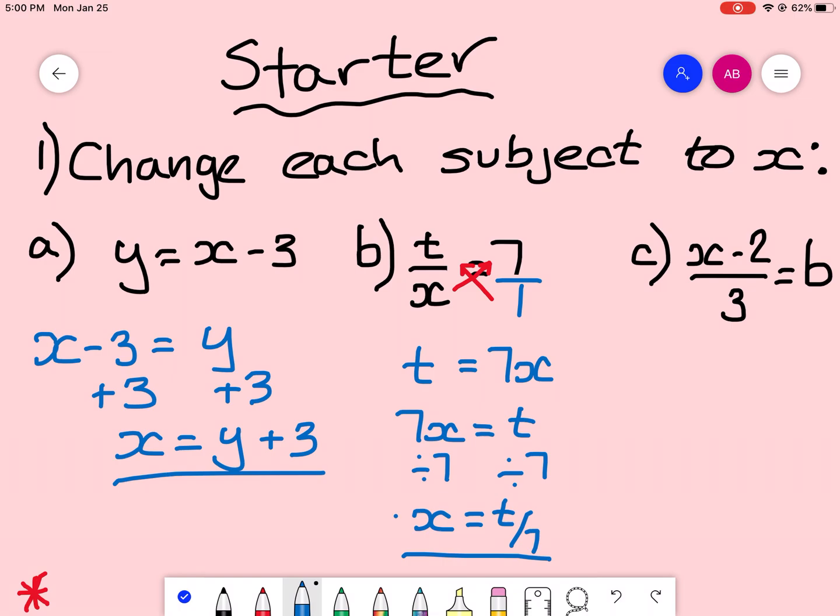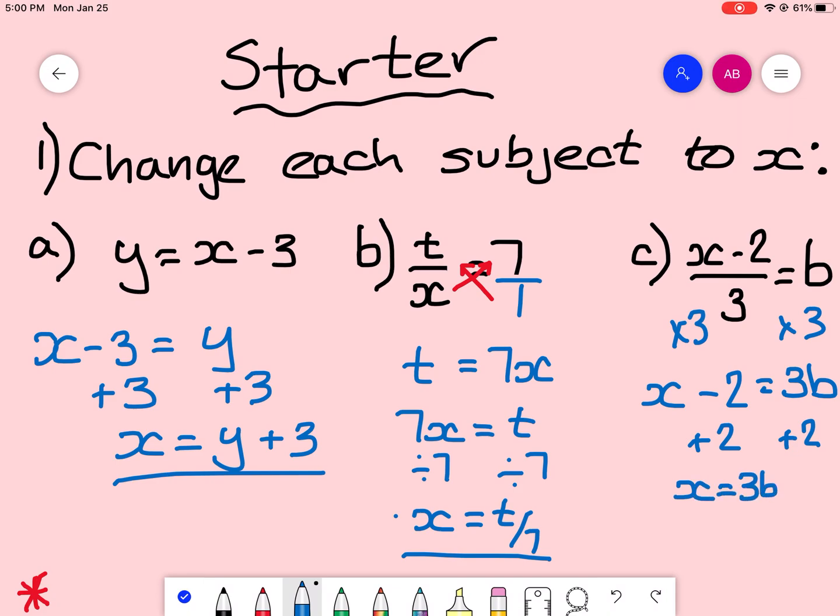Next one here, we are doing all of the opposite actions to the questions we were doing at the very beginning of changing the subject topic. So normally we would add or subtract the number on the end and then divide by what was attached to our letter. Well, in this case we have to multiply. And that will leave us with x minus 2 is equal to 3b. Then we will have to add 2 to both sides. So x is equal to 3b add 2.